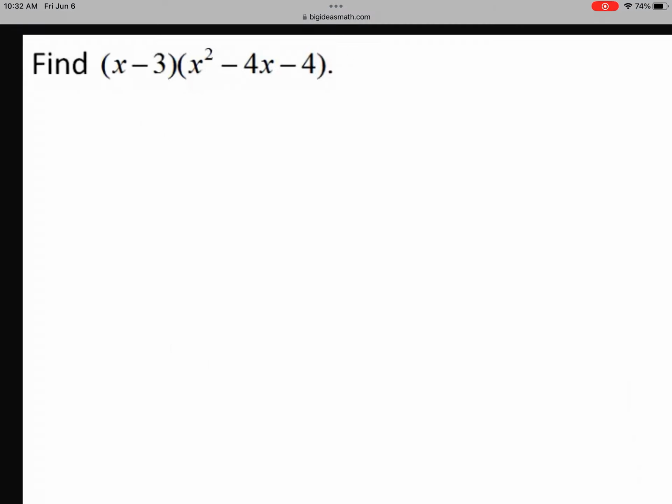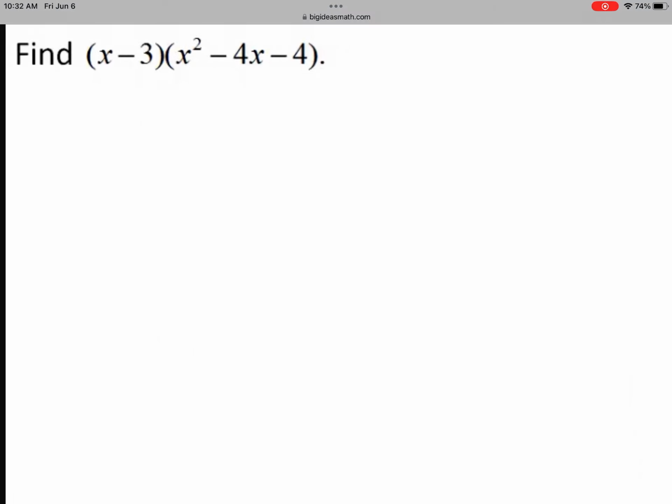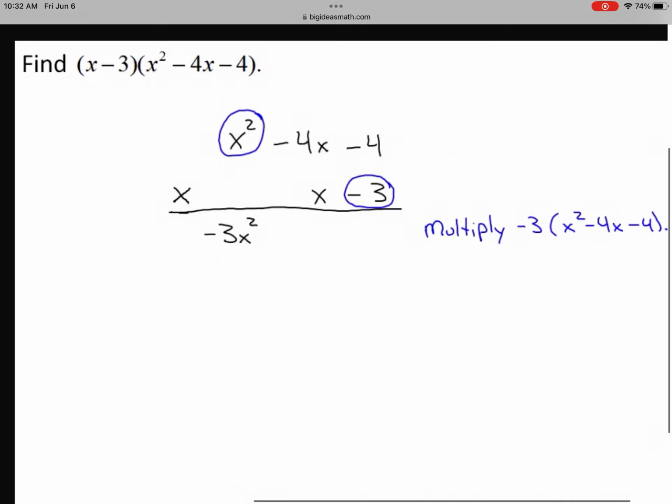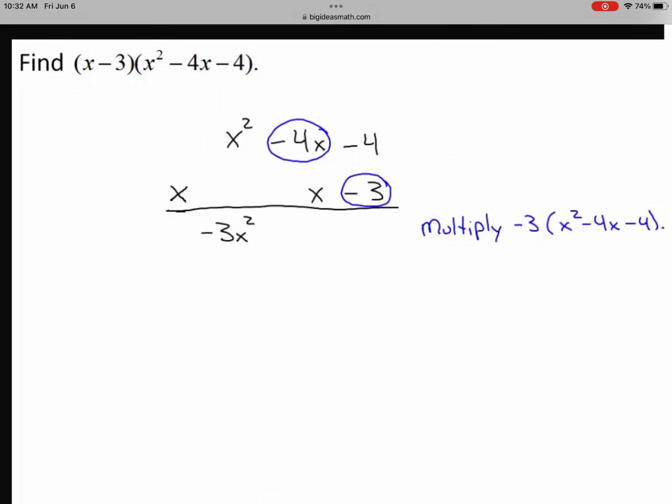Find the quantity x minus 3 times the quantity x squared minus 4x minus 4. First align the like terms vertically. Next multiply negative 3 times the quantity x squared minus 4x minus 4 using the distributive property. Negative 3 times x squared equals negative 3x squared. Negative 3 times negative 4x equals positive 12x. And negative 3 times negative 4 is positive 12.